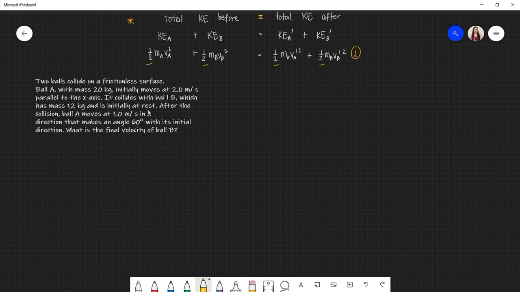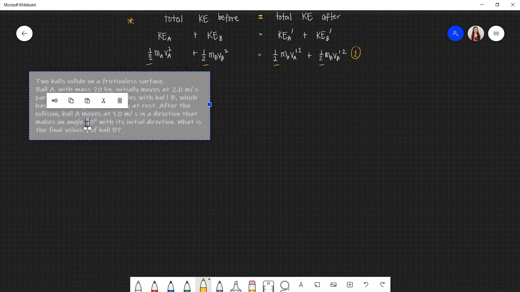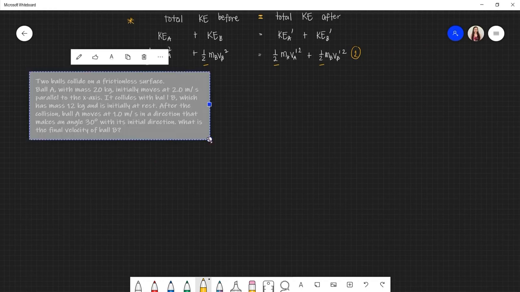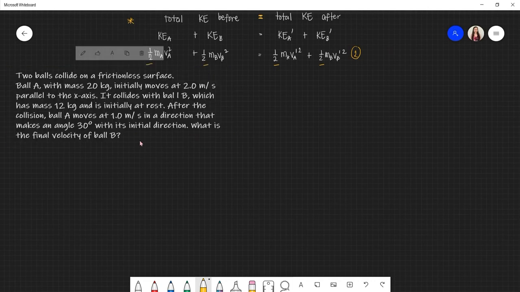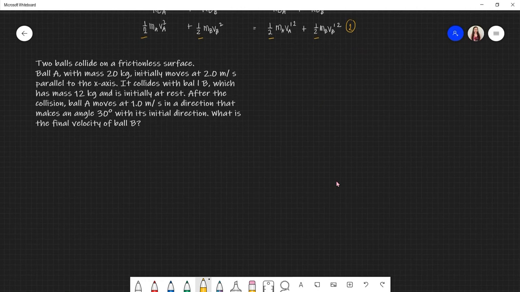After the collision, ball A moves at 1 meter per second in a direction that makes an angle of, okay, instead of 60 degrees, let's say 30 degrees with its initial direction. So what is the final velocity of ball B? Okay, so first and foremost, we have to draw the figure. So we have ball A.